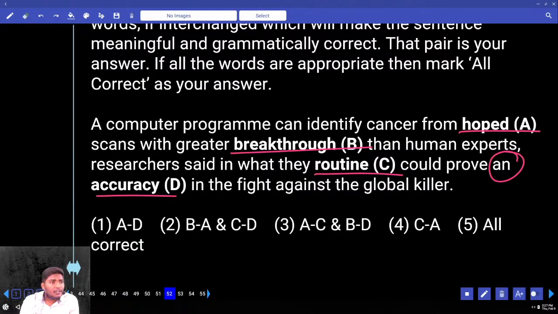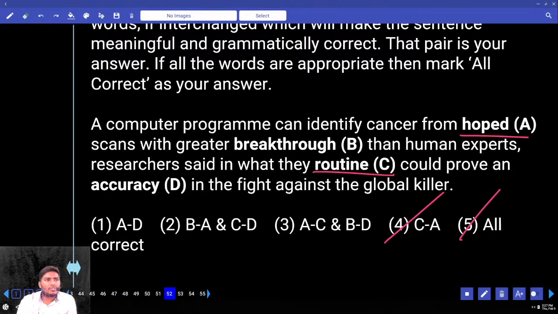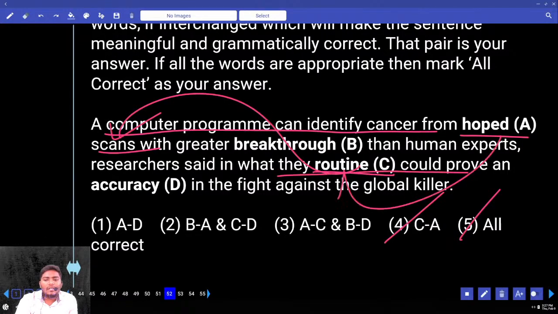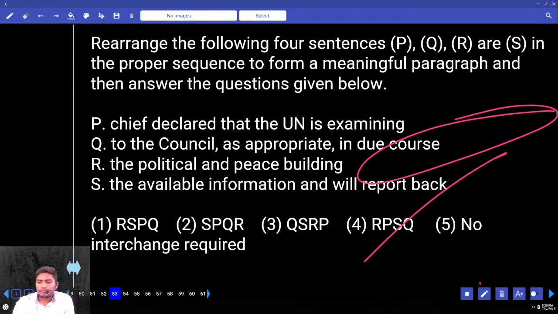What does it mean? You cannot change D. You cannot swap D. So first one is out, second one is out, third one is out. Now your answer must be 4 or 5. Now check for C and A. If we can change these two, okay, otherwise we have to go for all correct. A computer program can identify cancer from hooked scans or routine scans. Routine code or hooked? Hooked. Okay, so swap must be absolutely used with the C and A. Move to 53.